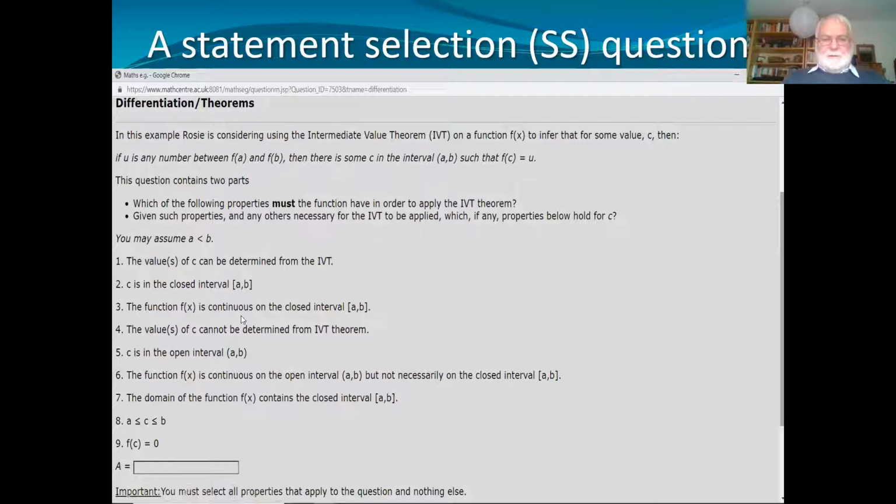Here's a statement selection question where I'm saying, this is a new question, and we're looking at the intermediate value theorem. Which of these statements must be true if the function has the intermediate value theorem? You can also say must not, which is a different thing, or may, so there could be variance on this. What I haven't done really is written enough feedback on this. I haven't given them counterexamples if they choose the wrong thing.